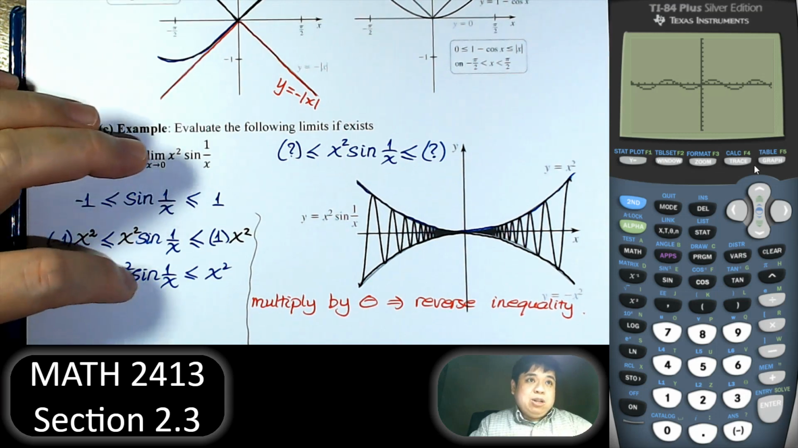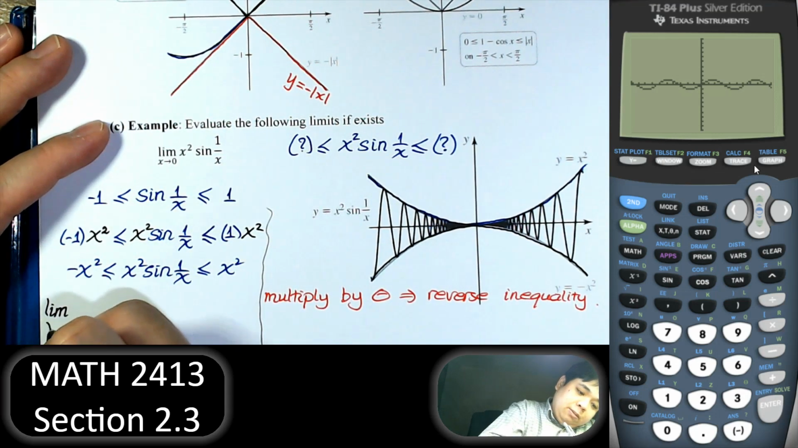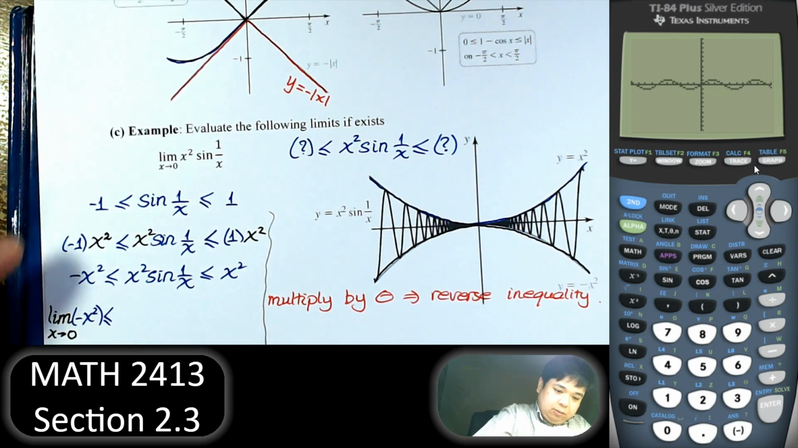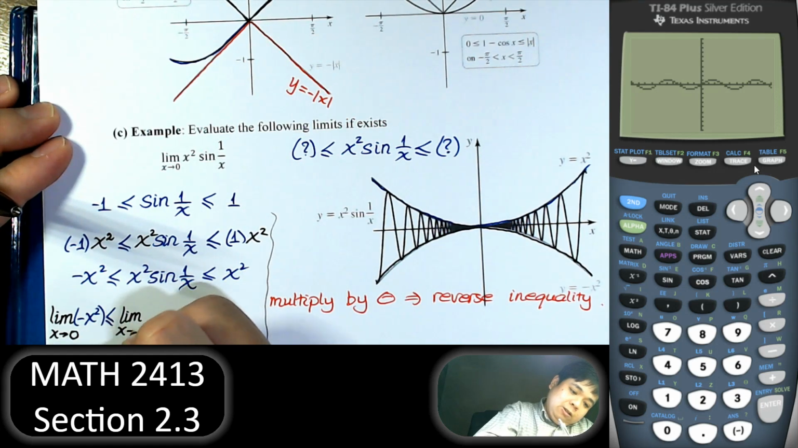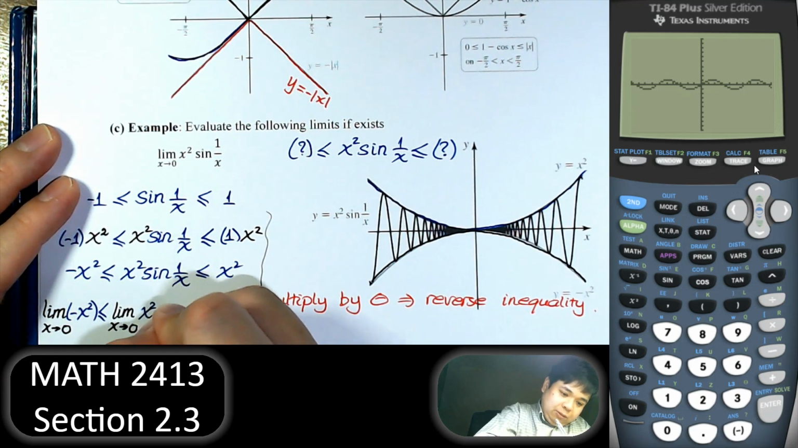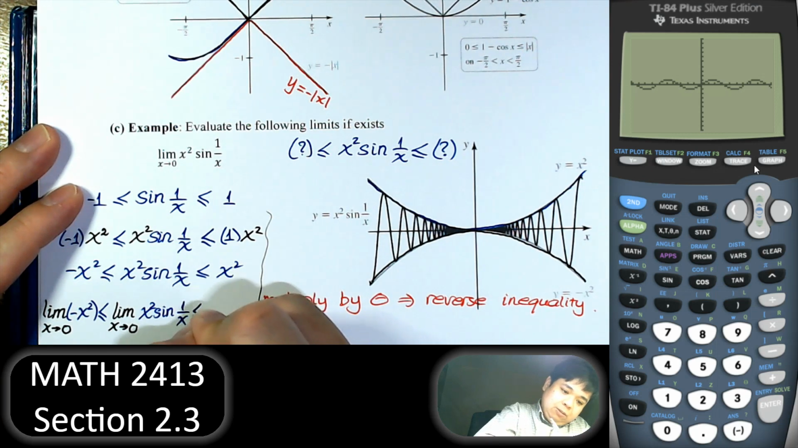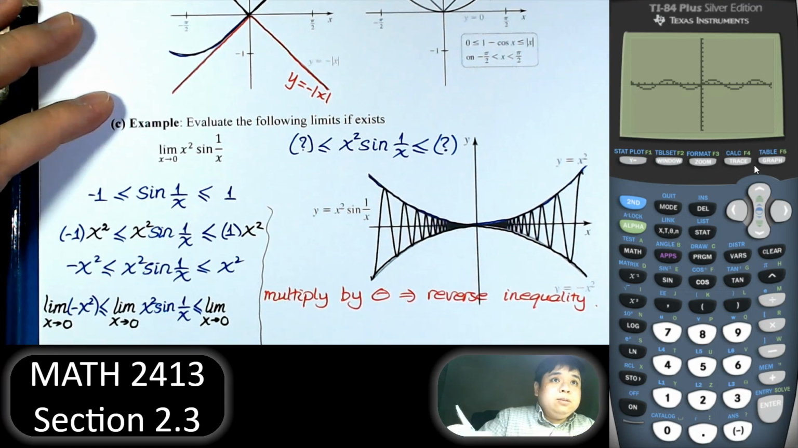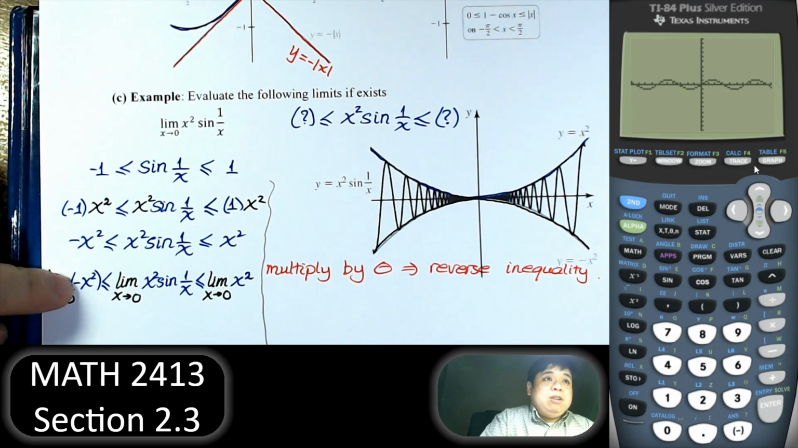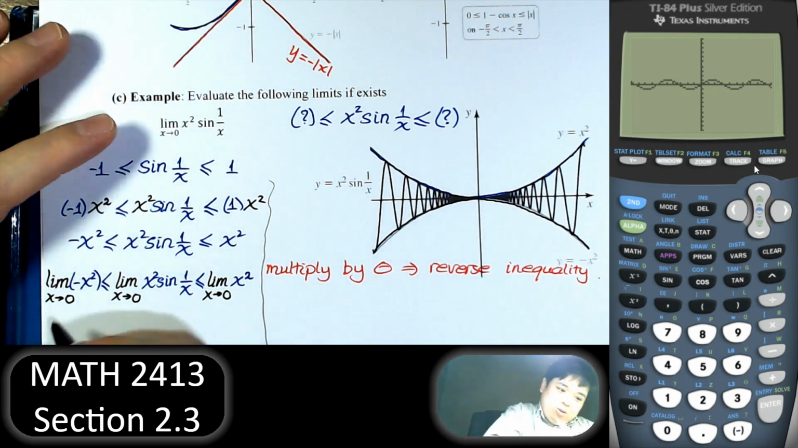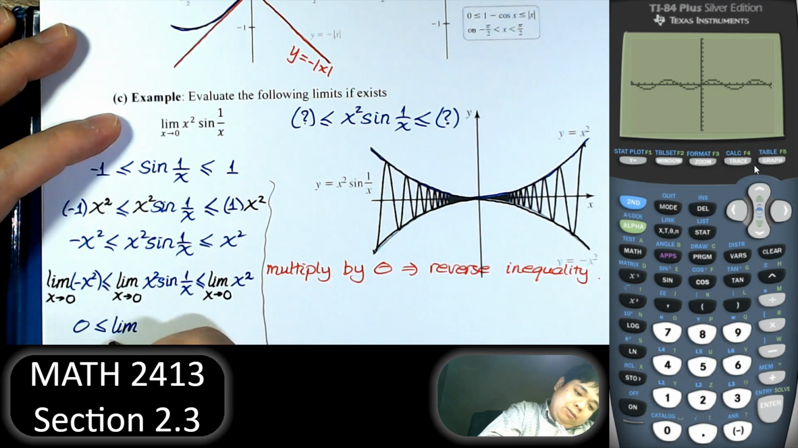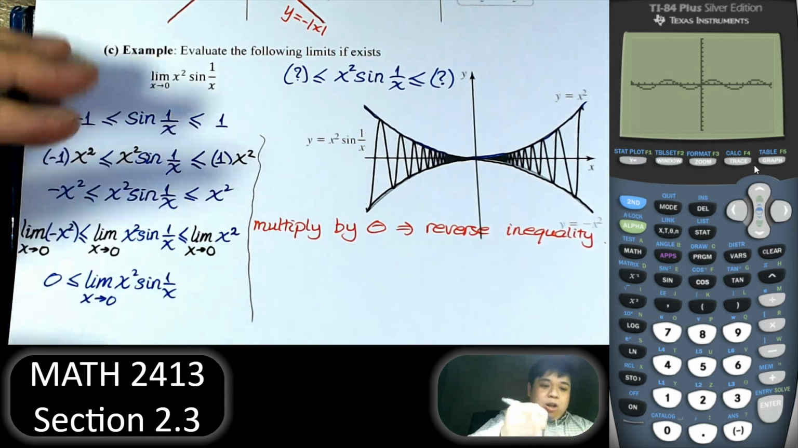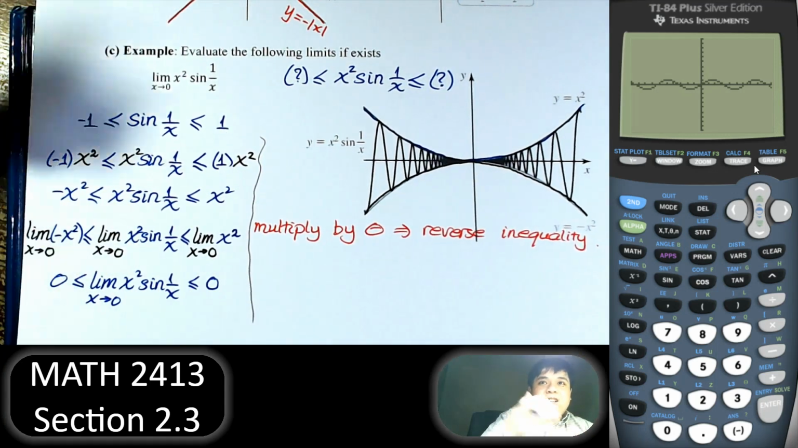Now the rest is easy. Apply the limit to everything. Limit of negative x squared as x goes to 0 is easy, right? Put 0 into it. It is equal to 0. And the limit of x squared as x goes to 0, put 0 in that. It is also 0. Now, 0 on the left, 0 on the right. The middle has to be equal to 0.